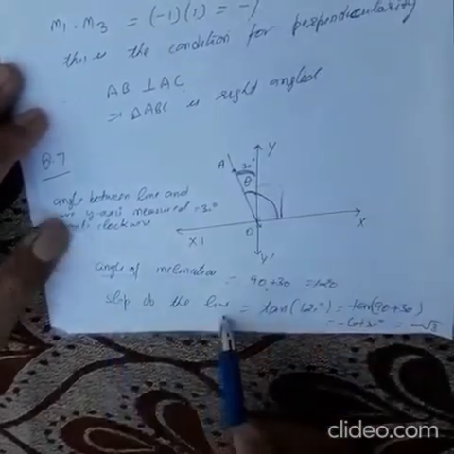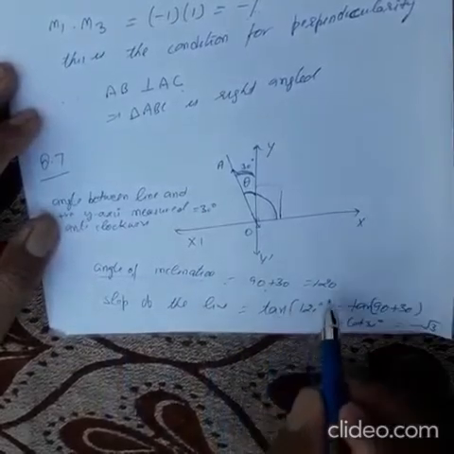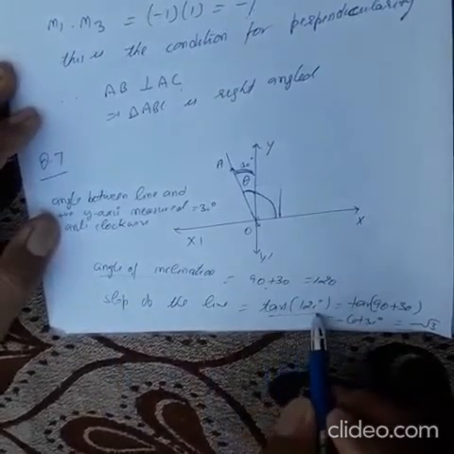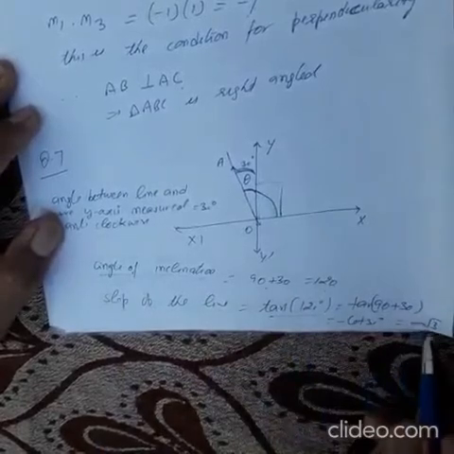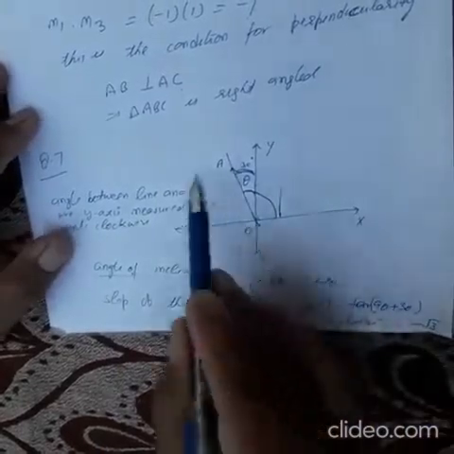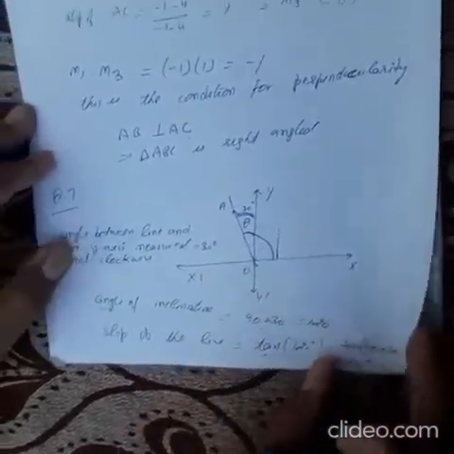And what will be the slope of the line? It will be tangent of 120, and we can find its value. The value will be minus root 3. So that is the slope of the line. I hope it is clear.